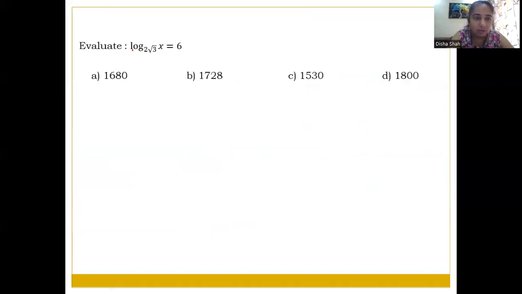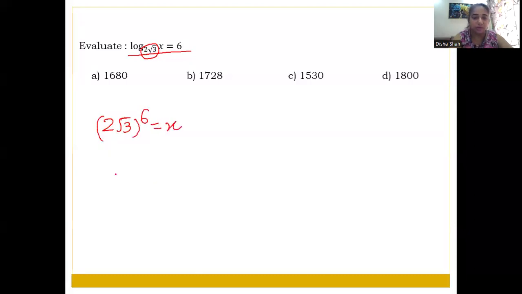Next. Evaluate this: log of x to the base 2 root 3 is equal to 6. So what is the value of x? First we will write this in the form of an exponent. So this means this is our base, 2 root 3, 6 is the power, is equal to x. From this you have to find x.